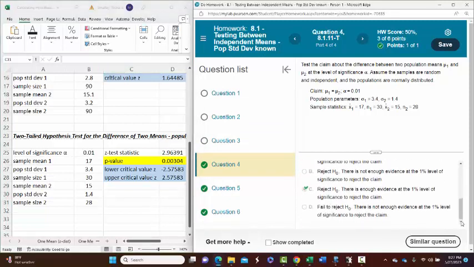Yeah, I believe so. All right, well, that concludes this video on testing between independent means, population standard deviation known, or more accurately, large samples take care of that also.